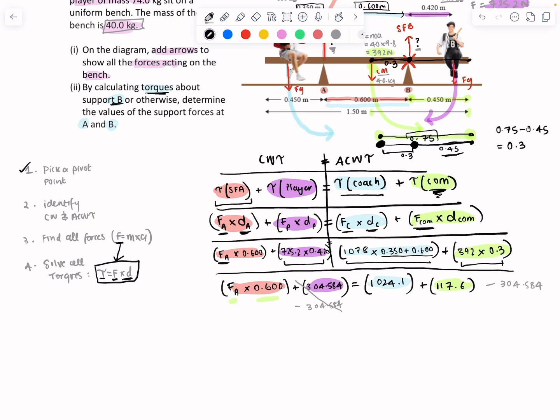Okay, moving on, what we get as a simplified equation is FA times 0.600 equals, I'm going to simplify this whole side, and what we should get is 837.116.